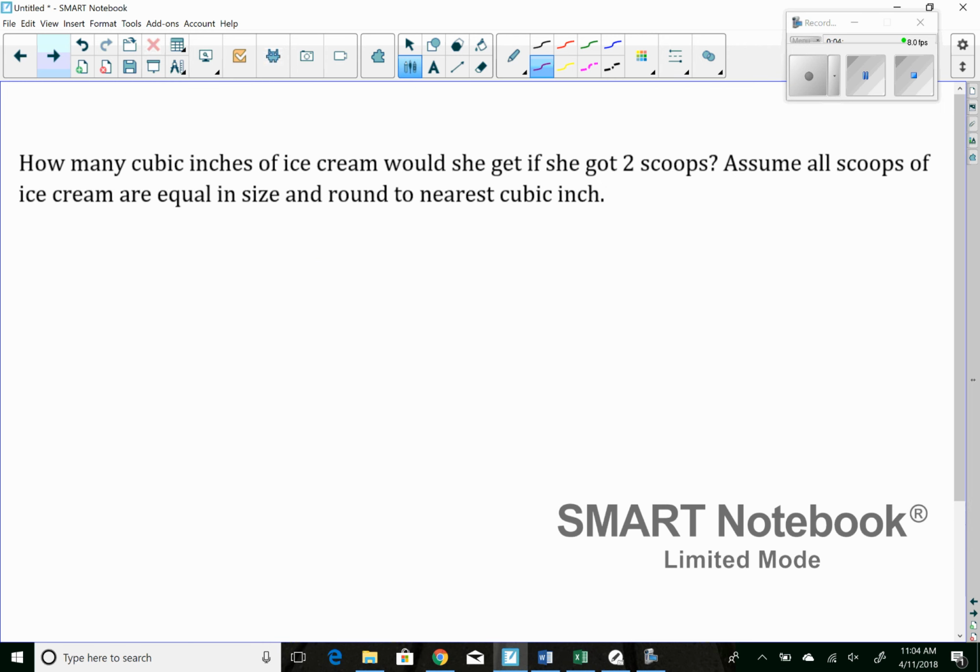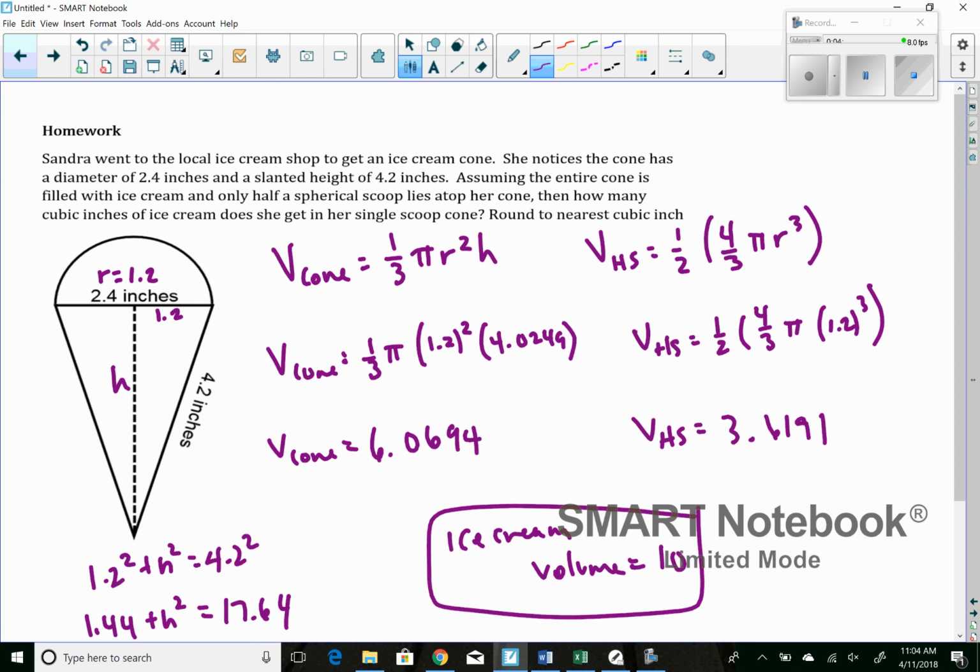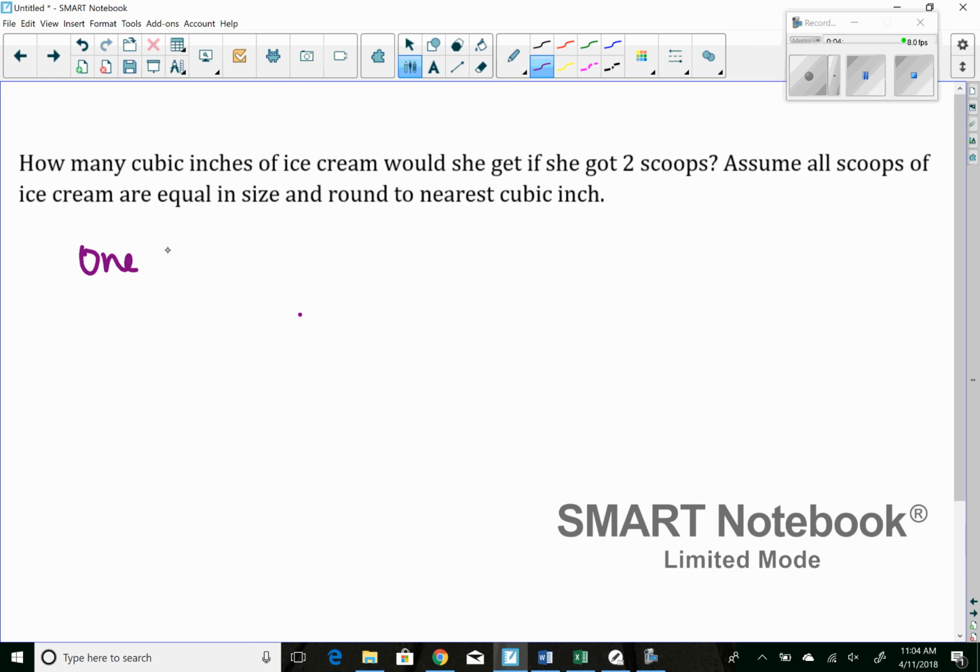The next question asks how many cubic inches of ice cream she would get if she got 2 scoops, assuming all scoops of ice cream were equal in size. Well, if half a scoop is 3.6191, that means 1 scoop is 2 of them. So if I do 2 times 3.6191, I know the volume of a whole other scoop, which is 7.2382.